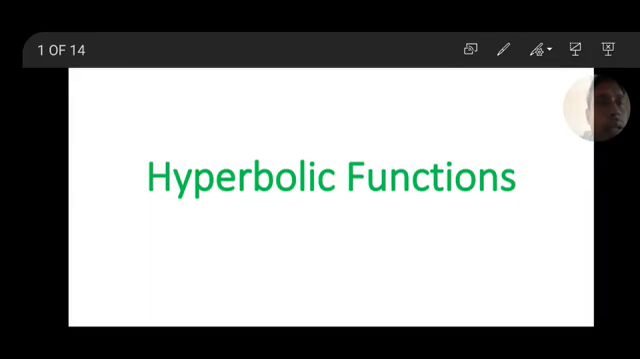Students, today we are going to start the second chapter in the fourth unit, that is hyperbolic functions. In this chapter also we have only formulas. What is the hyperbolic function definition, and formulas related to hyperbolic functions. No problems, no problematic problems.